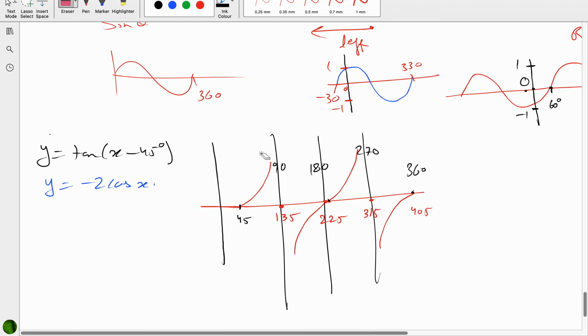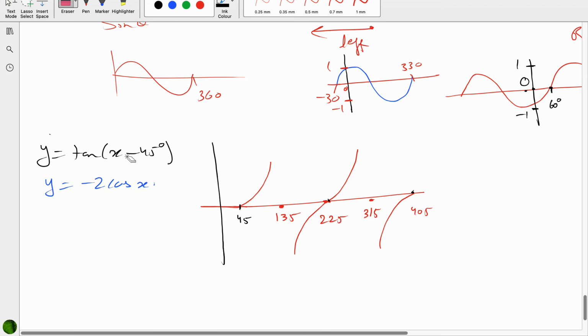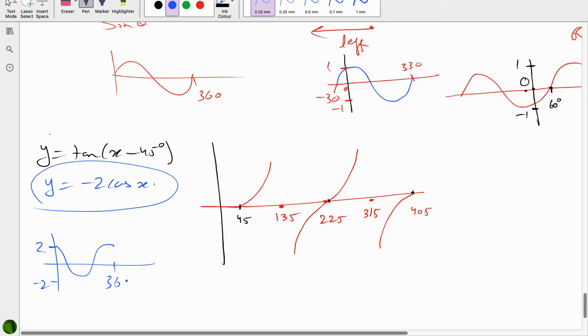So we remove these old indications and we have the new graph in red. So this is tan x minus 45. For y is equals to minus 2 cos x, we already know that this should look like this. Start at 2, least is this, and end at 360.